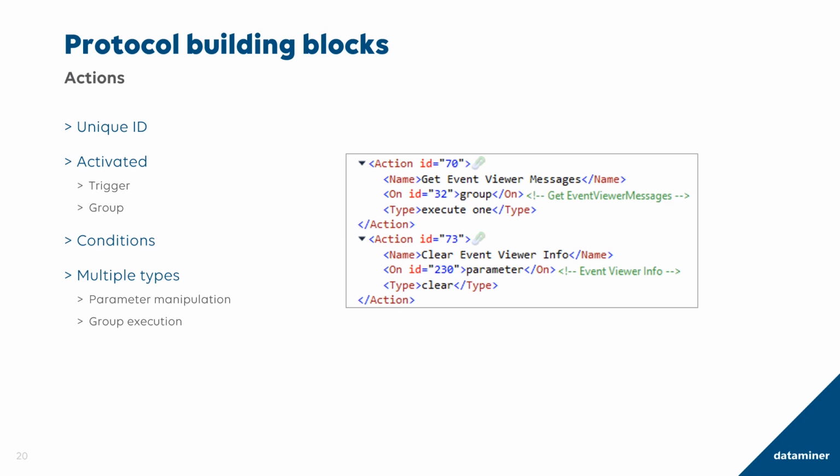Actions, again, there are a lot of combinations, a lot of things you can do with them. In this case, executing a group or clearing a parameter. There are quite a few. If you want to know all of them, I suggest to check the protocol development library on GitHub and search if you find one that you need. Same as for triggers, we can also use conditions here. And only when the condition matches, it will actually do what it needs to do.